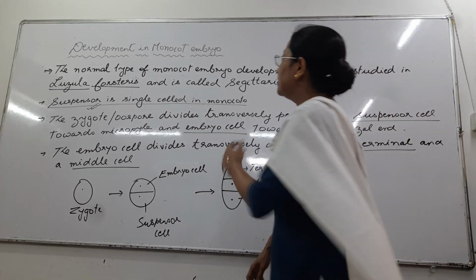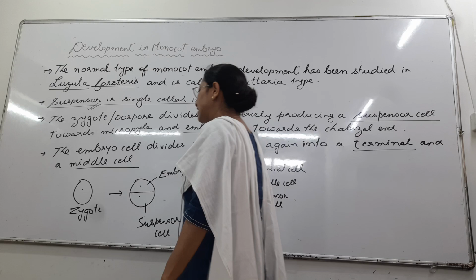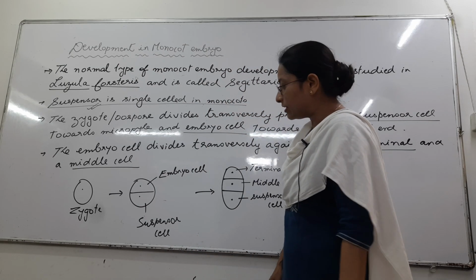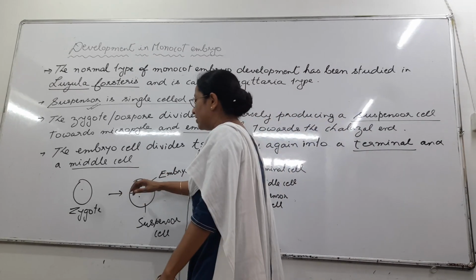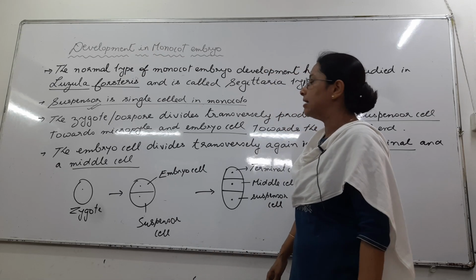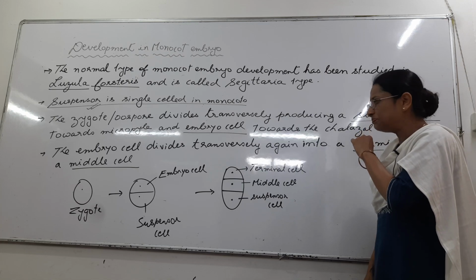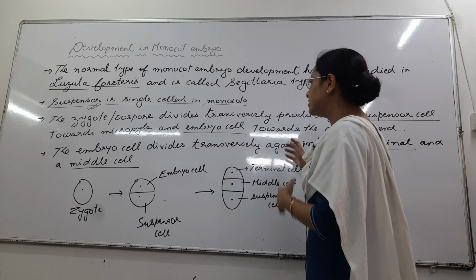Since we are talking about the development of the embryo, who forms the embryo? Obviously the zygote, right? And the zygote is formed because of fertilization. This is something that we know. The zygote is a single cell that will divide into two cells, embryonal and suspensor. The suspensor cell is formed towards the micropylar end, sorry, the embryo cell is formed towards the chalazal end.